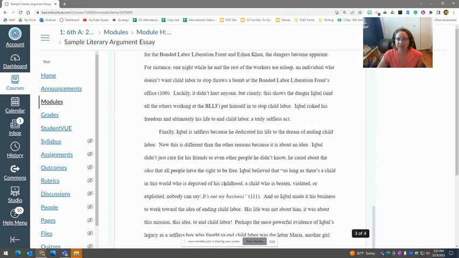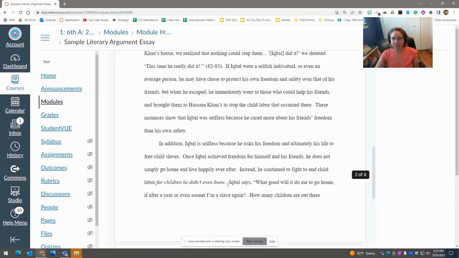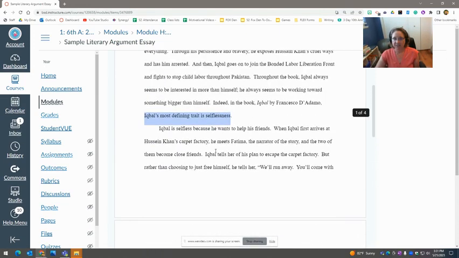And what we want to look at today is the bullets. I'm scrolling back up here. The bullets to make our topic sentences. The bullets are like our reasons. So Iqbal is selfless. That was my thesis, right? Because he wants to help his friends. So we want to think of our becauses today, and that is how we are going to create our bullets. Let's get started.